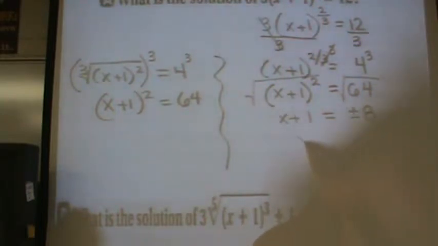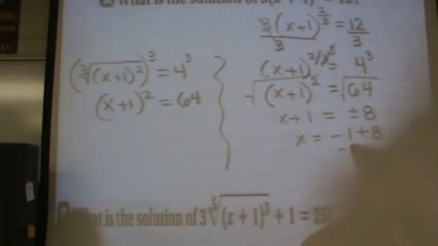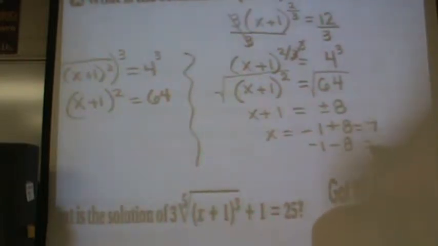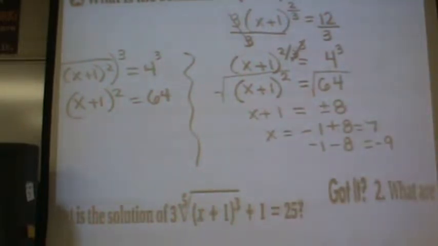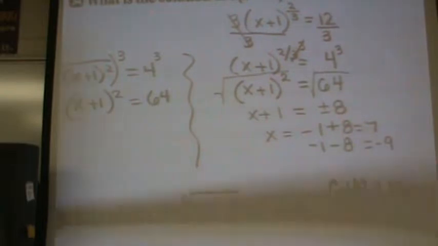Minus 1 on each side. So negative 1 plus 8 and negative 1 minus 8. What are the 2 answers? 7 and negative 9. Now, I want to show you something. Go to this part right here, since I already have it done.